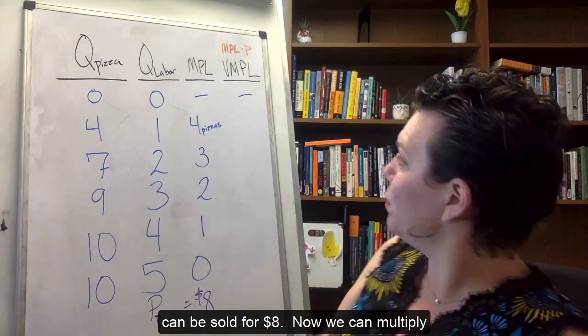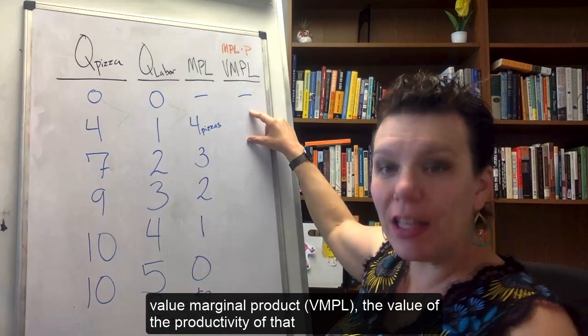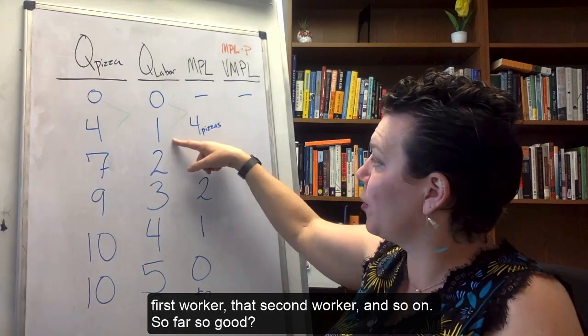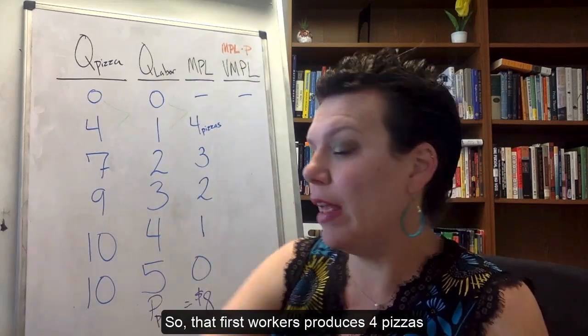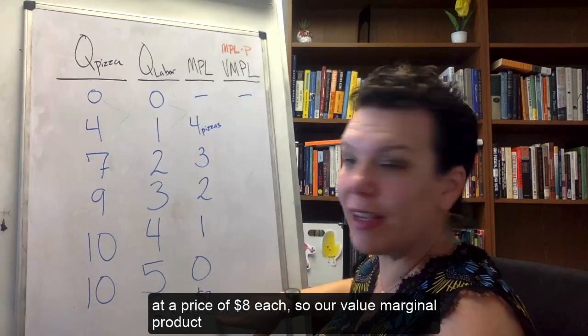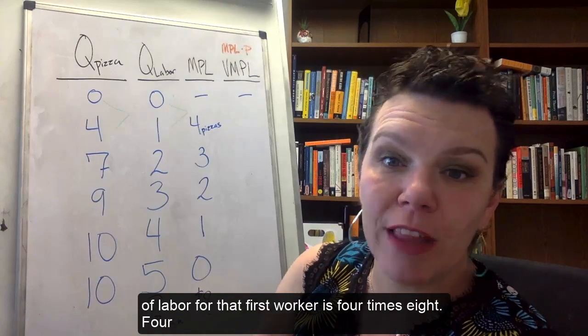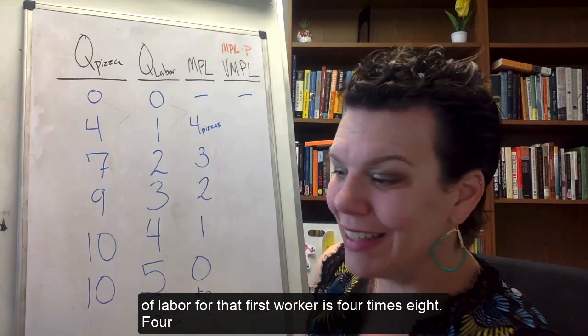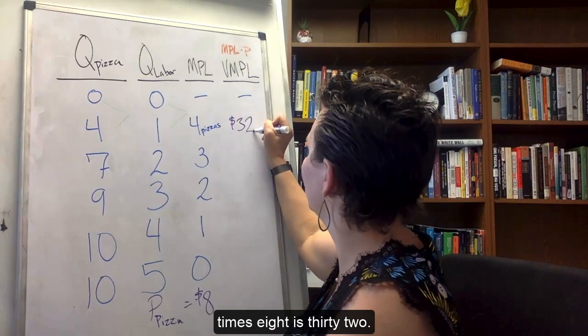Now we can multiply the marginal product by the price to get the value marginal product, the value of the productivity of that first worker, that second worker, and so on. So far, so good? That first worker produces 4 pizzas at a price of $8 each. So our value marginal product of labor for that first worker is 4 times 8, which is 32.